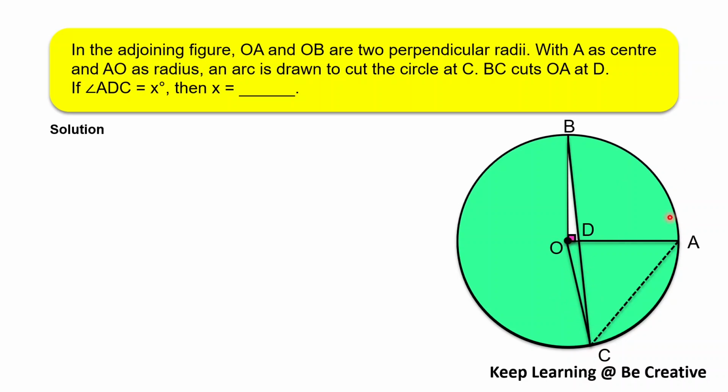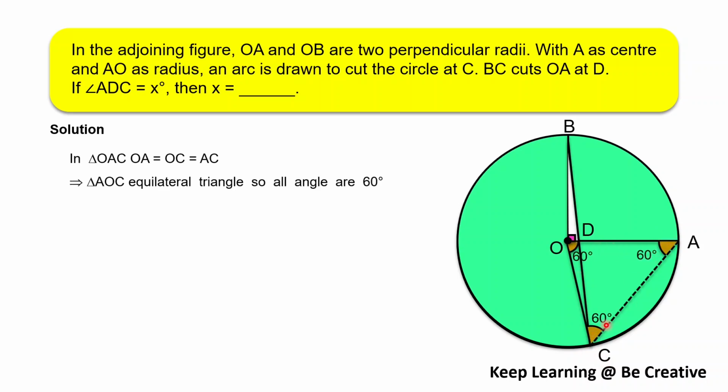Since OA is the radius of this given circle, OC will also be equal to the same length. From this, we can conclude that OA equals OC equals CA. That means this is an equilateral triangle with all angles at 60 degrees.